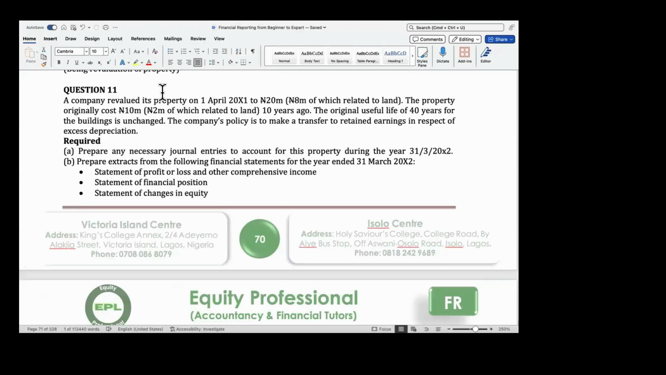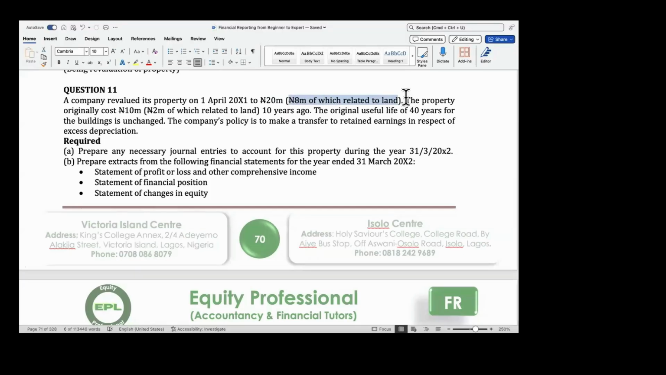A company revalued its property on 1st April 2001 to 20 million, 8 million of which is related to land. Hold on, why did they separate land here? Why do you think they might have given us the value of land separately? Because land is not depreciable, so we don't depreciate it. That's correct. That's why they separated it, nothing more.